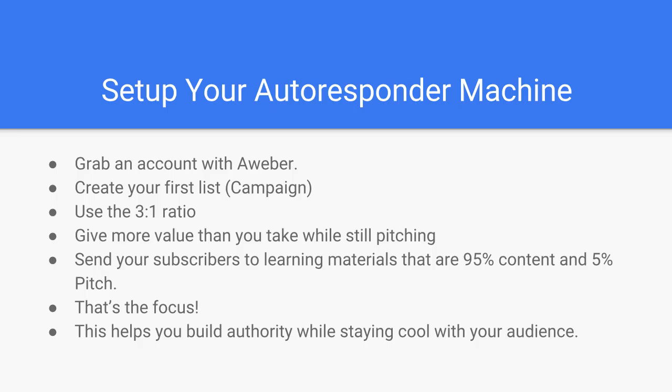So you send your subscribers to learning materials that are 95% content and 5% pitch. What that means is, whenever you're creating lead magnets or PDFs, you want to write out all the content, all the stuff that you want to share with them, and then at the end of it, you pitch them on a product that pertains to the exact content they just got done reading. They're a lot more likely to purchase because they were already pre-framed for what's going to help them with that solution. That problem is going to provide a solution for them. So that's the focus, you guys. Just focus on that.